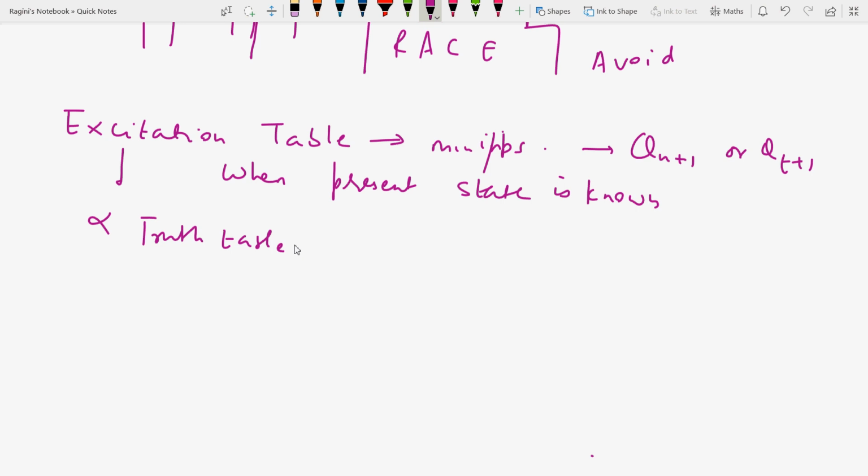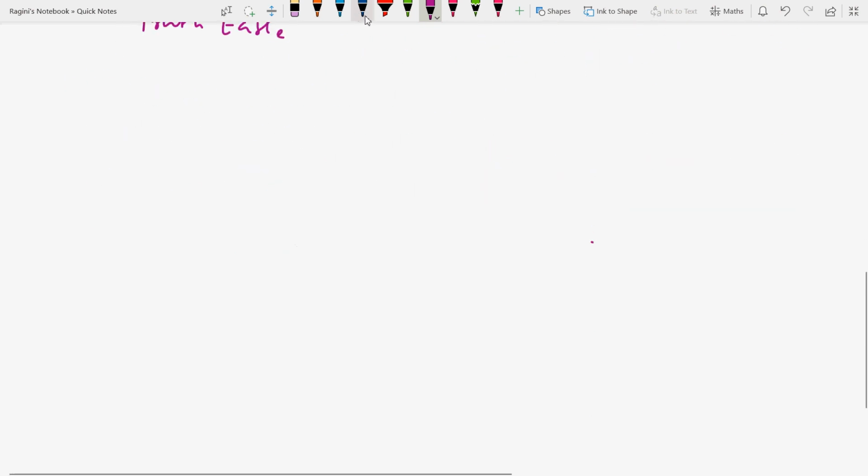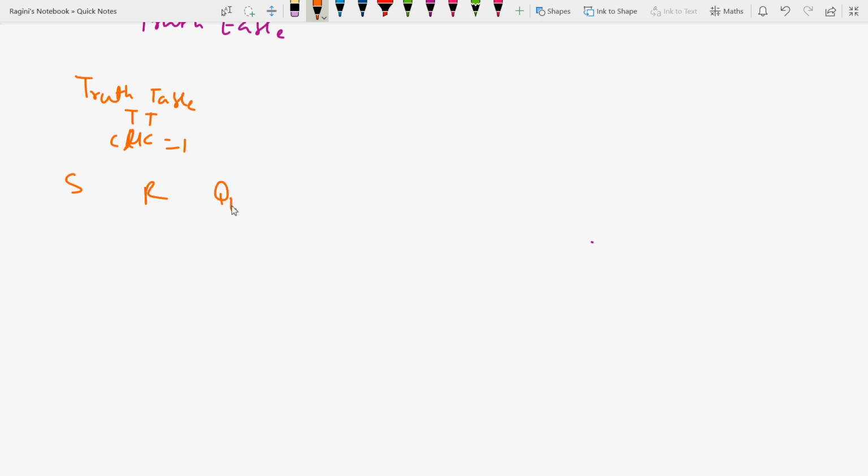Now I am writing the truth table also. Here, I can write it as TT, the normal truth table. Clock is 1, and this is the clock signal. So the columns are S, R and Qn plus 1 or Qt plus 1, the next state, with rows 0 0, 0 1, 1 0 and 1 1. For 0 0, it will only hold memory, no change. It will depend upon its previous input, whatever it was earlier. Reset is 0 1, set is 1 0, and 1 1 is an invalid condition.